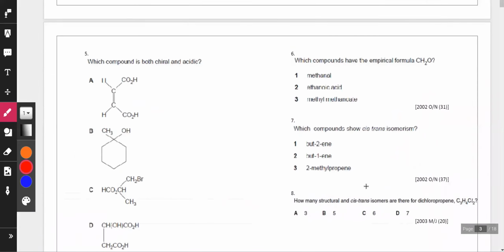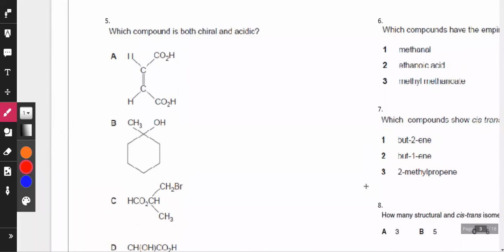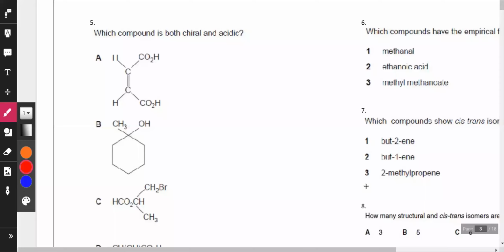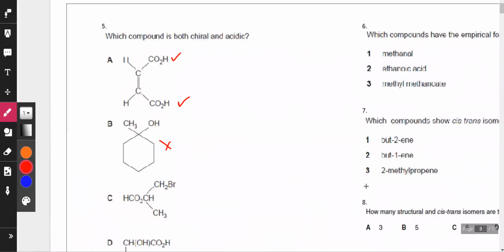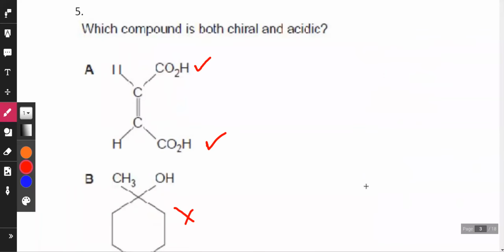So let's move on. He's asking which compound is chiral and also acidic. Acidic means a carboxylic acid, so this one is acidic and this one is not acidic. It's better to focus on this one, which has an H.